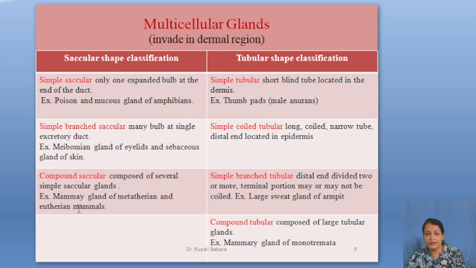Here there are four different types. The first one is simple tubular, meaning it has a short blind tube located in the dermis. An example is the thumb pad, which is found in male anurans. Then the simple coiled tubular, which is a long coiled narrow tube, with the distal end located in the epidermis.